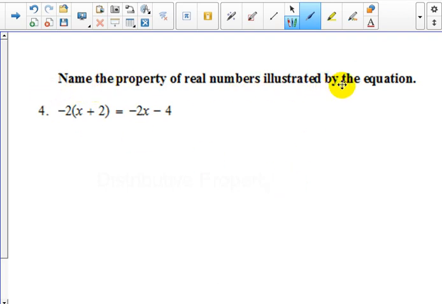Name the property of real numbers illustrated by the equation on number 4. Well, it looks like they started with this and they ended with this. So what did they do? They distributed this -2 to both terms to get -2x minus 4. So that shows the distributive property.